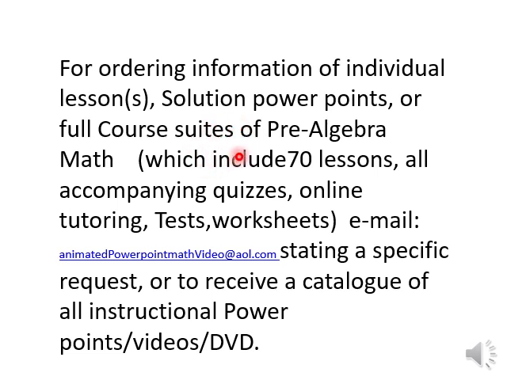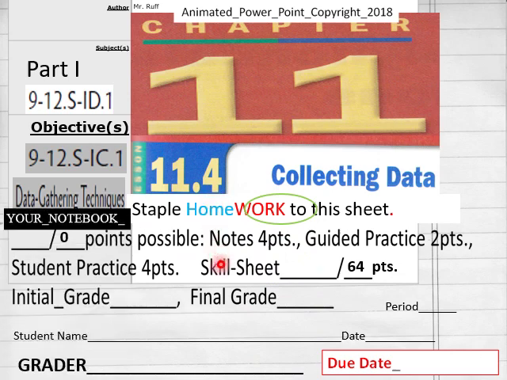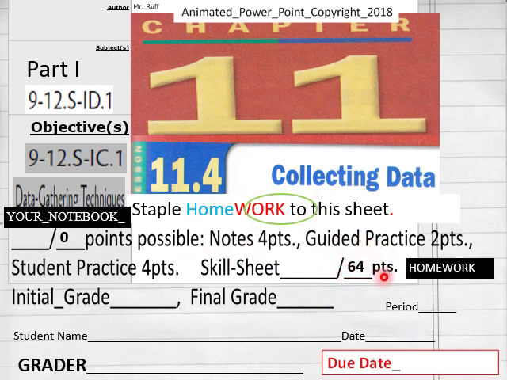Everybody, getting ready to do lesson 11.4 homework for pre-algebra math today. Collecting data, 64 points on your homework sheet. Have that out in front of you as I go over this. Name, date, period, due date, onliners, homeschoolers.